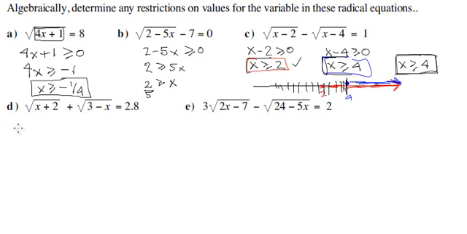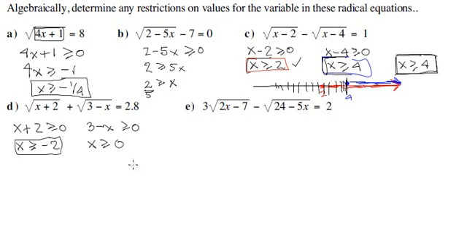Here's another one with 2 radicals. So the x plus 2 has to be greater than or equal to 0, which gives us, subtract 2 from each side, and we get this. And second, 3 minus x has to be greater than or equal to 0. Take the x to the right, and you get 3 must be greater than or equal.